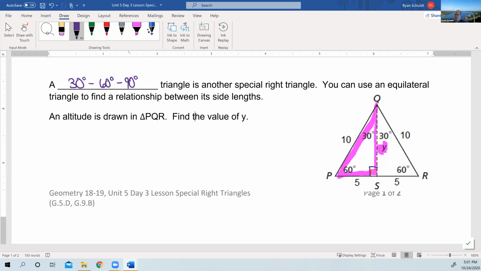Well, let's see. That's a right angle because it tells us it's an altitude. So that means this is our C. That 5 is our A. That's our B. So I'm going to have 5 squared plus y squared equals 10 squared. 5 squared is 25 plus y squared equals 10 squared is 100. Subtract 25, we get y squared equals 75.